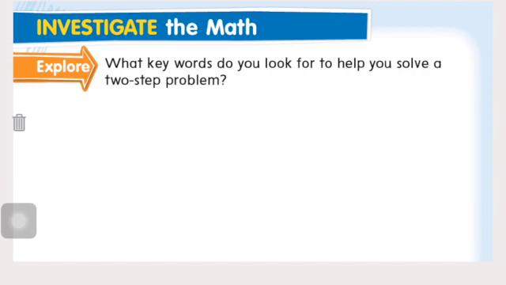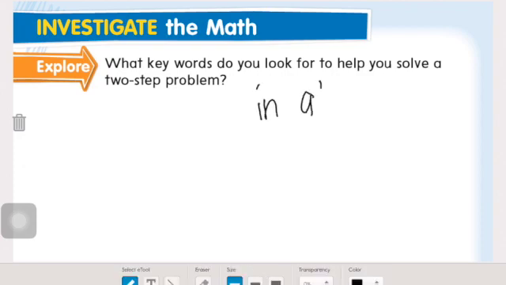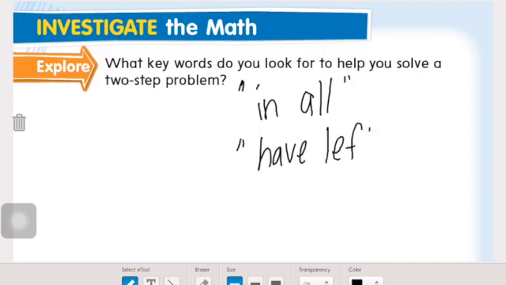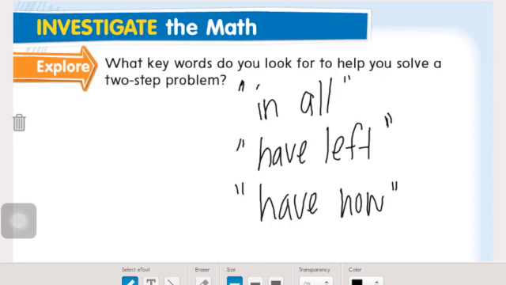Okay, so we're going to explore in math a little bit today what keywords we look for when we're helping to solve a two-step problem. So we just talked about that in the last problem, right? Or maybe it's 2 problems ago, but some key terms we might see are in all. Okay, another one is have left. Sometimes we'll see have now.